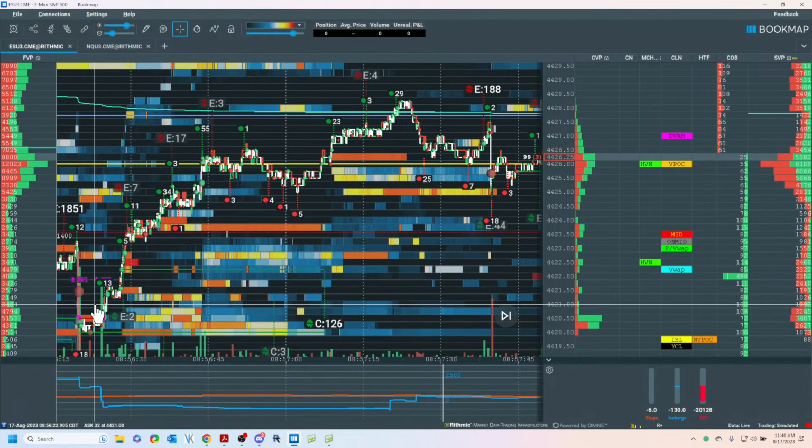If everybody is short, let's put your retail hat on. Think like a retail trader. Write this down. Don't act like one.